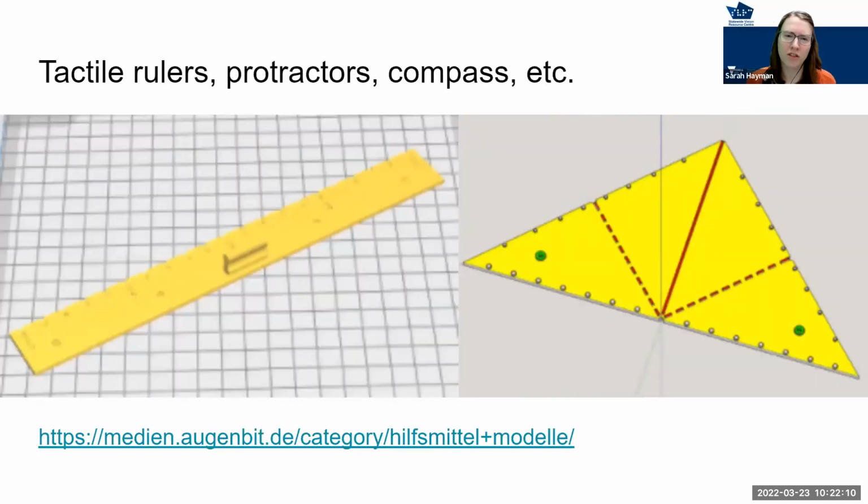Tactile rulers, protractors, compasses, or measuring tools are another item that can be in high demand because previous suppliers are no longer selling them, so 3D printing becomes a good option. 3D Organ Bit is a German site, which is linked on the screen. It's dedicated to sharing free 3D models for blind students, and they have lots of different tactile rulers and similar tools available, including a signature guide, tactile graphing coordinates, a compass, and other things like that.